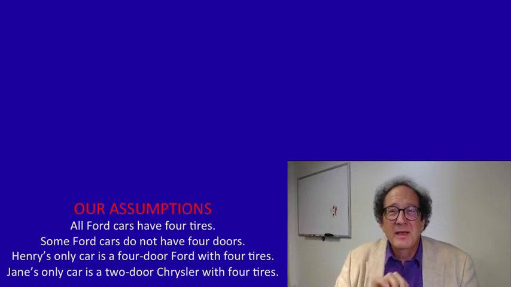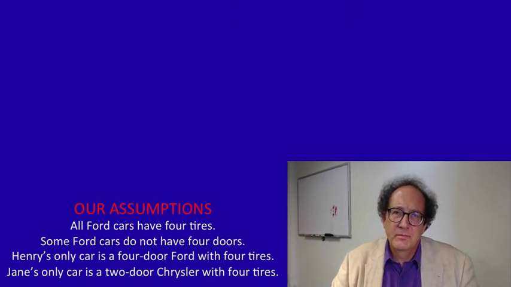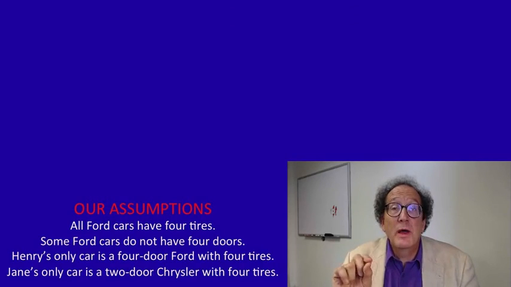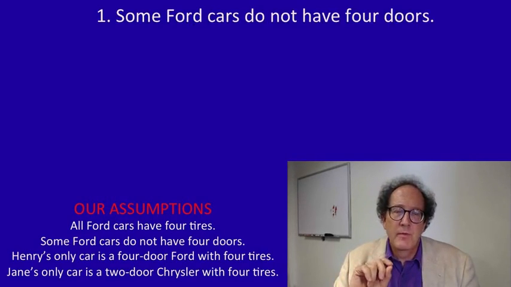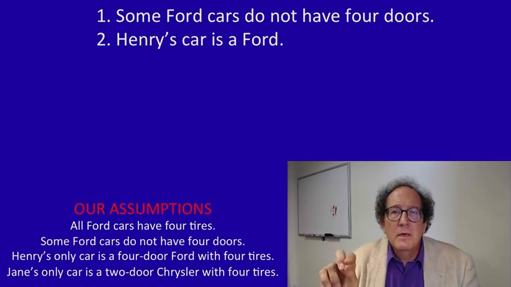Now, the only combination of truth values in premise and conclusion that you cannot get with a valid argument is to have true premises and a false conclusion. So here's an example of that. Premise 1. Some Ford cars do not have 4 doors. Premise 2. Henry's car is a Ford.